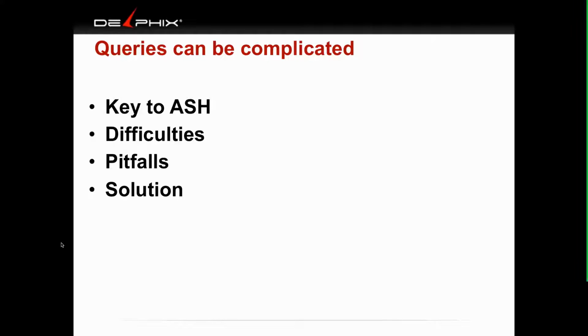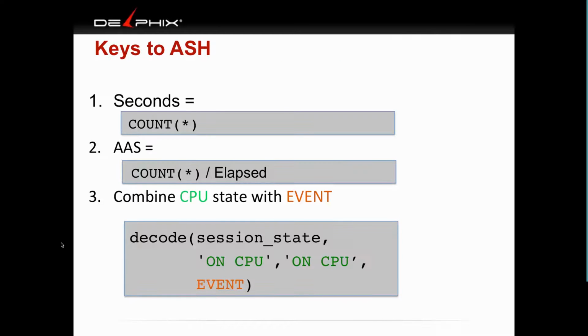So ASH queries can be complicated. We're going to go over the keys to ASH, the difficulties, pitfalls, and the solutions. So I mentioned some of this already. The key to querying ASH is to use count star. It's going to be a statistical approximation of the seconds spent doing things, whatever your search criteria are. Average active sessions is a count star divided by the elapsed time. And I combine CPU and wait event into the same column. Makes it easier. Decode session state is on CPU, say CPU, otherwise give me the wait event.